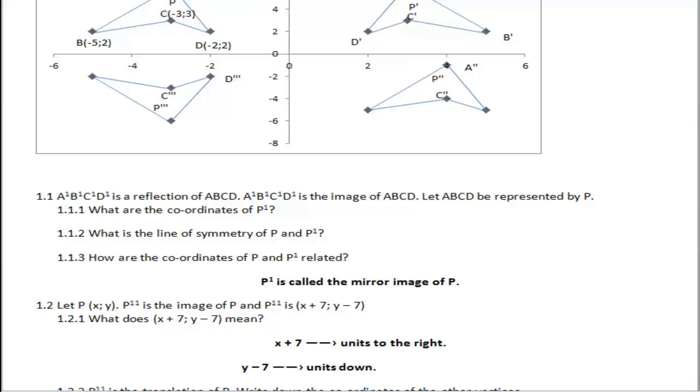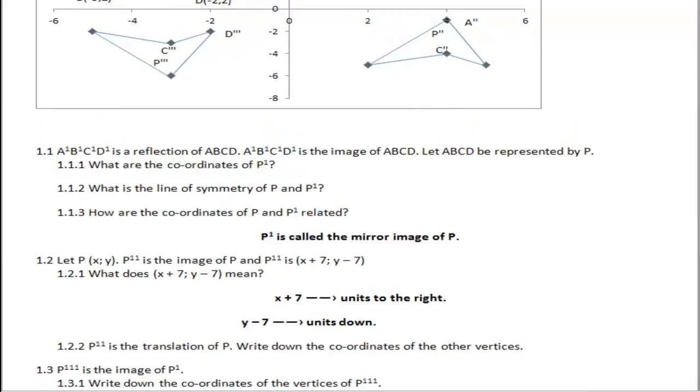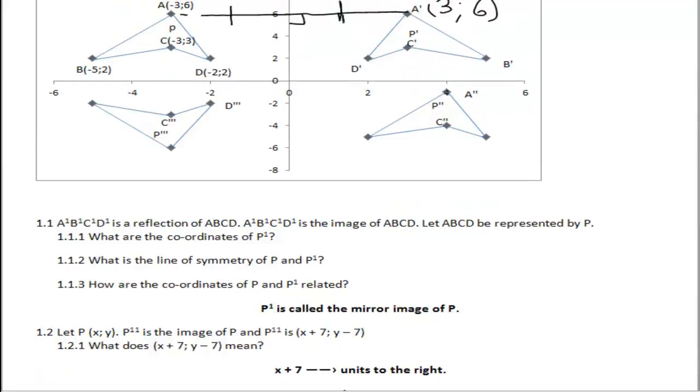And then we move on to P triple prime, which is the image of P. If it's the image of P, then it means it's flipped about the x-axis, so it could be a reflection. Or if we take from P prime and we had to move it to P triple prime, now this is actually a rotation.